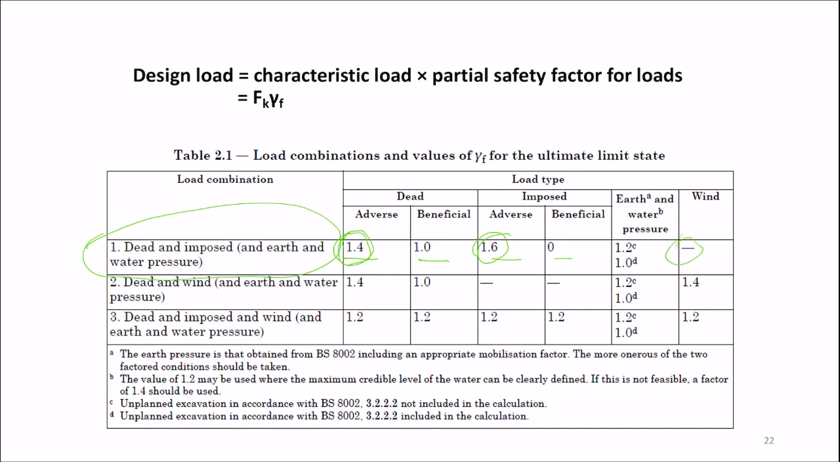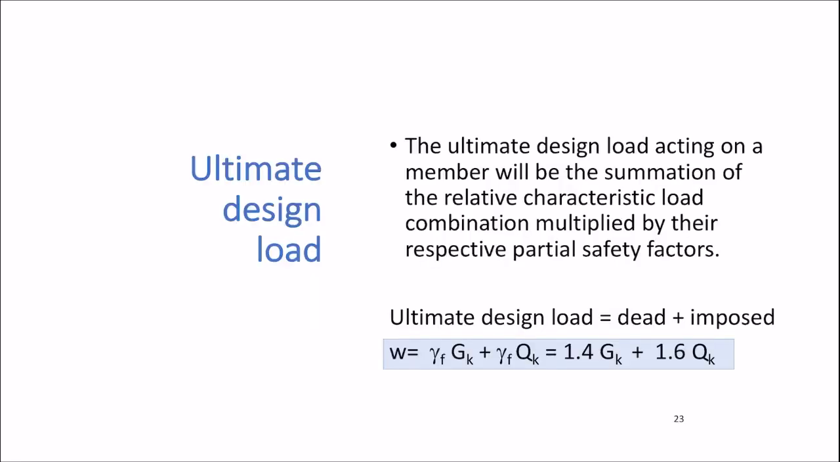For wind load tak ada. Okay, normally for bangunan, a simple building like 1, 2, 3, 4 tingkat, kita tak akan consider the wind load because the effect of wind is very minimum. The ultimate design load acting on the member will be the summation of the relative characteristic load combination multiplied by their respective partial safety factors. So this is the one yang I explained earlier. This is the partial safety factors. Ini dead load punya, and this one imposed load ataupun live load.